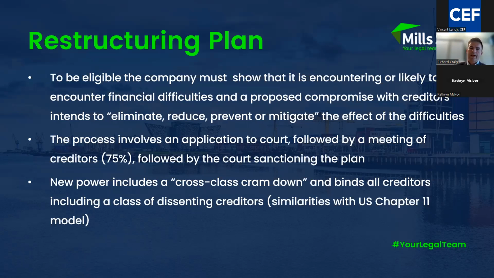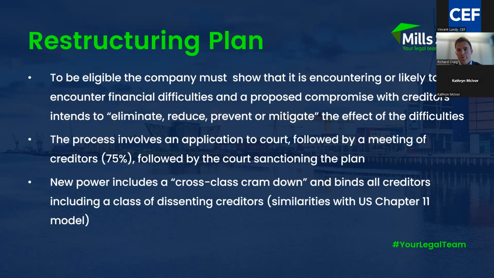The process involves an application to the court, followed by a meeting of creditors, with a 75% voting majority required there, followed by the court sanctioning the plan. One of the key elements of the restructuring plan that is new is this power to include a cross-class cram down that binds all creditors, including a class of dissenting creditors. This is similar to what we see in the bankruptcy provisions in the US. So essentially, you could have a situation where most of the group of unsecured creditors are more than happy with the plan, but maybe a dissenting class are unhappy.